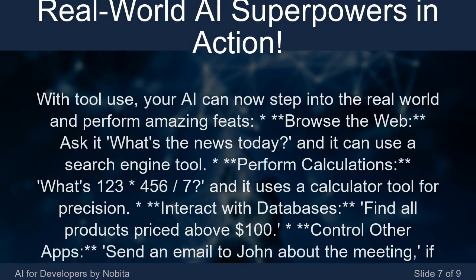With tool use, your AI can now step into the real world and perform amazing feats. Browse the web. Ask it, what's the news today? And it can use a search engine tool. Perform calculations. What's 123 * 456 sevenths? And it uses a calculator tool for precision. Interact with databases. Find all products priced above $100. Control other apps. Send an email to John about the meeting, if you build an email tool connected to your system. Automate complex workflows. Chaining multiple tools to achieve a bigger goal, like planning a trip by checking flights, hotels, and local attractions.